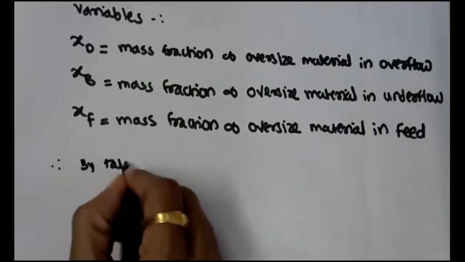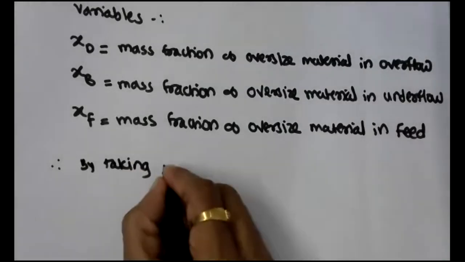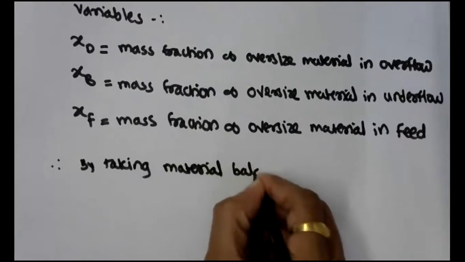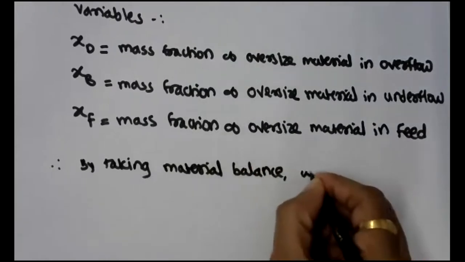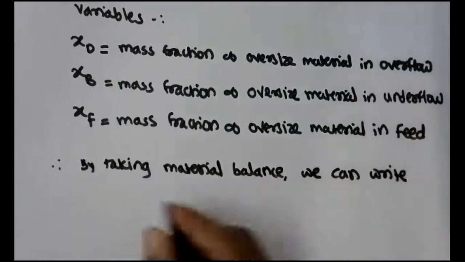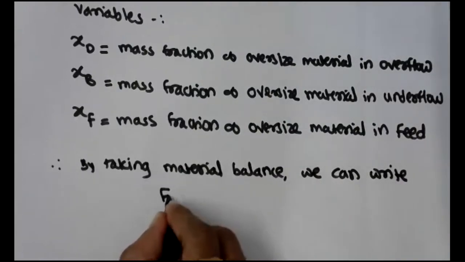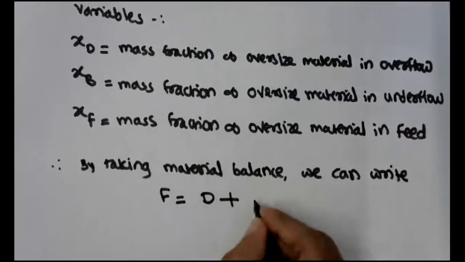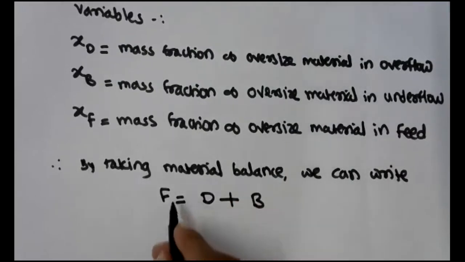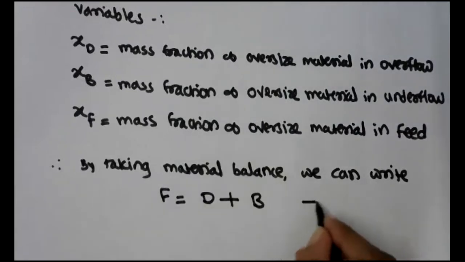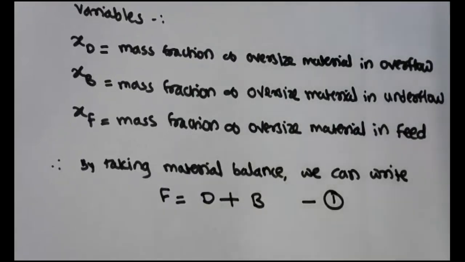So by taking material balance, we can write F, that is feed, which gets divided into two fractions. Feed is equal to overflow plus underflow. Say this is equation number 1.